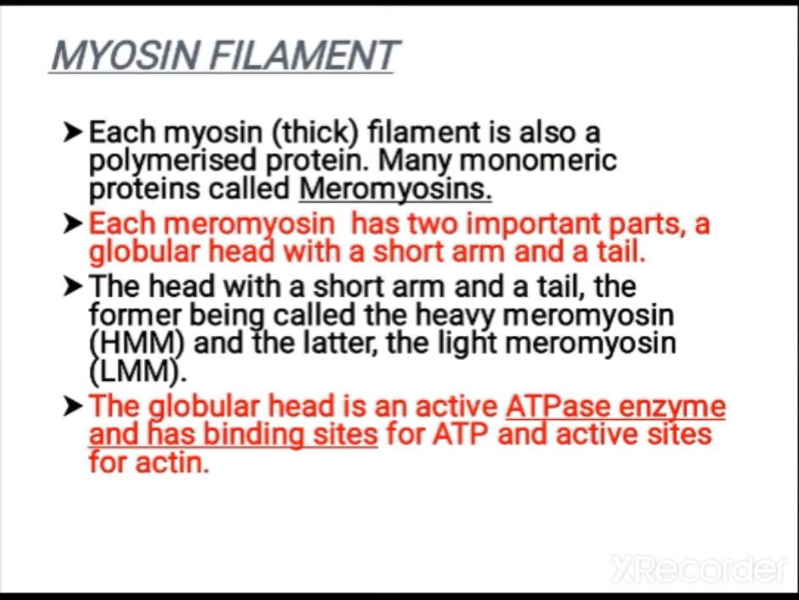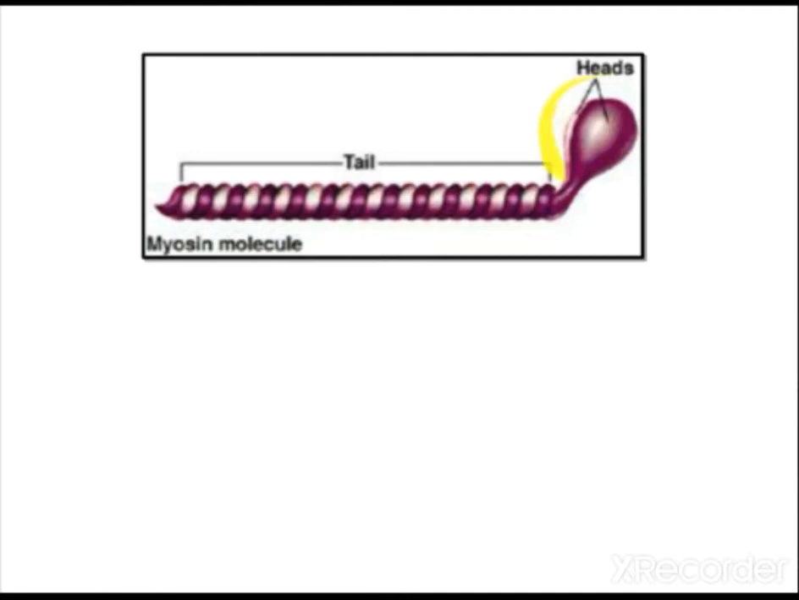So now let us study myosin filament. Myosin filament is the thick filament. It is also made up of many monomers called meromyosin. Each meromyosin has two important portions, that is the globular head and the tail. The globular head you call heavy meromyosin, and the tail portion you call light meromyosin. Now let us see the diagram. This is the head portion and this is the tail portion.